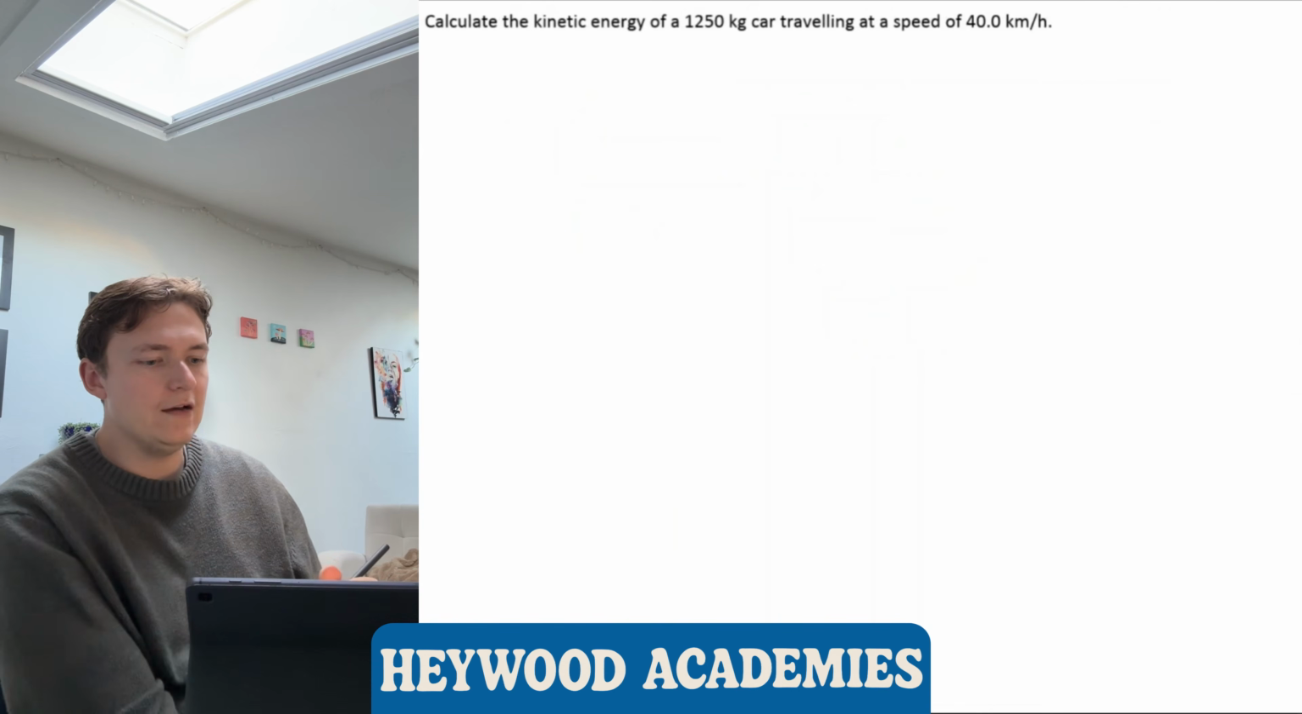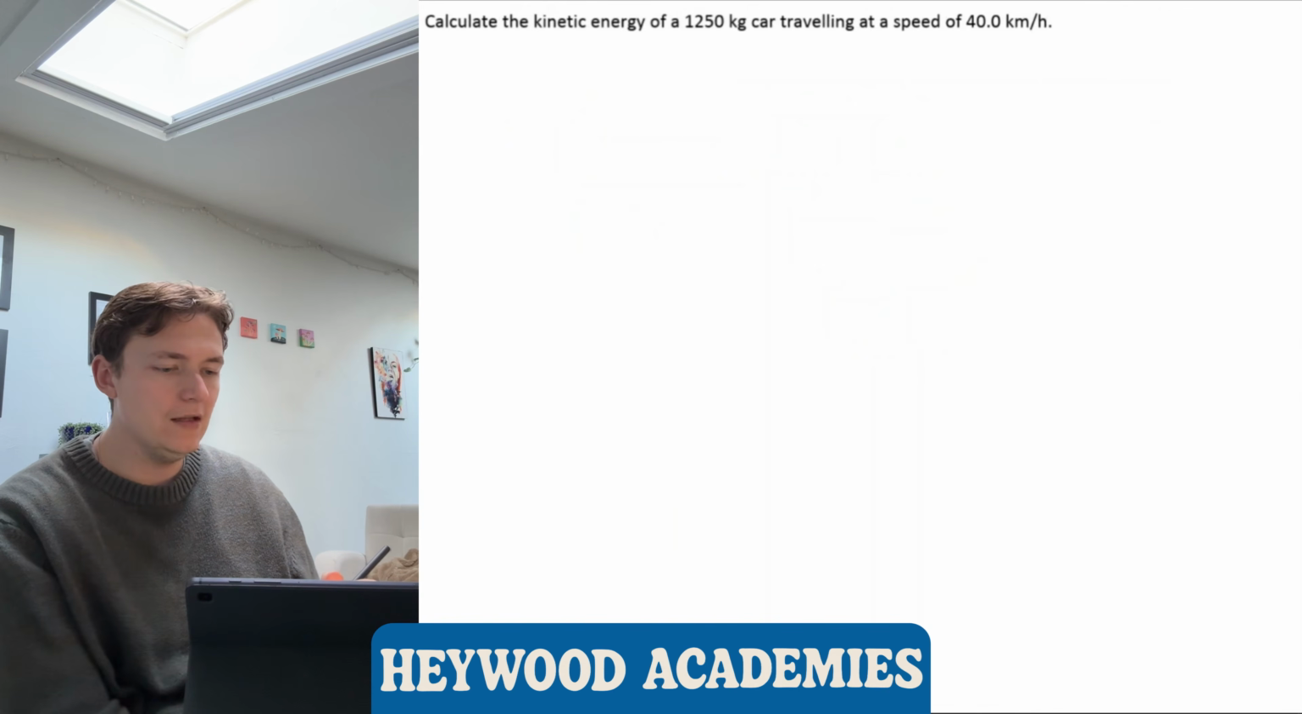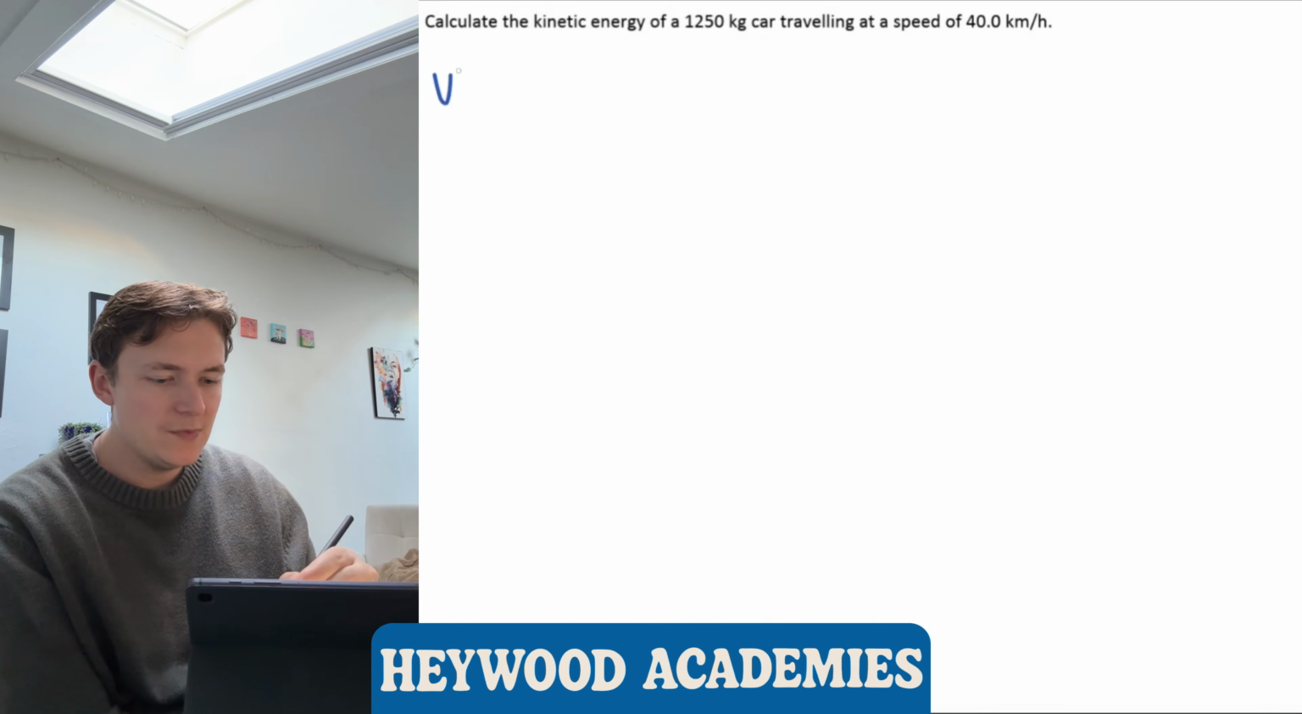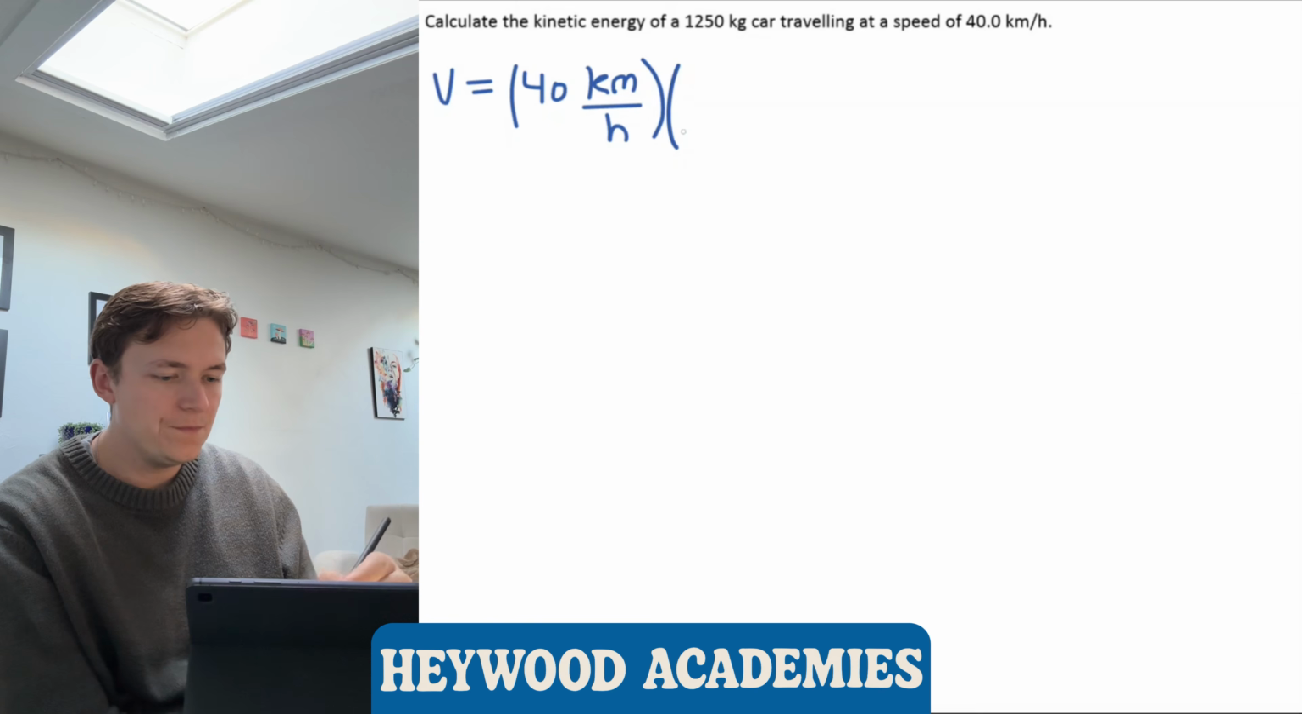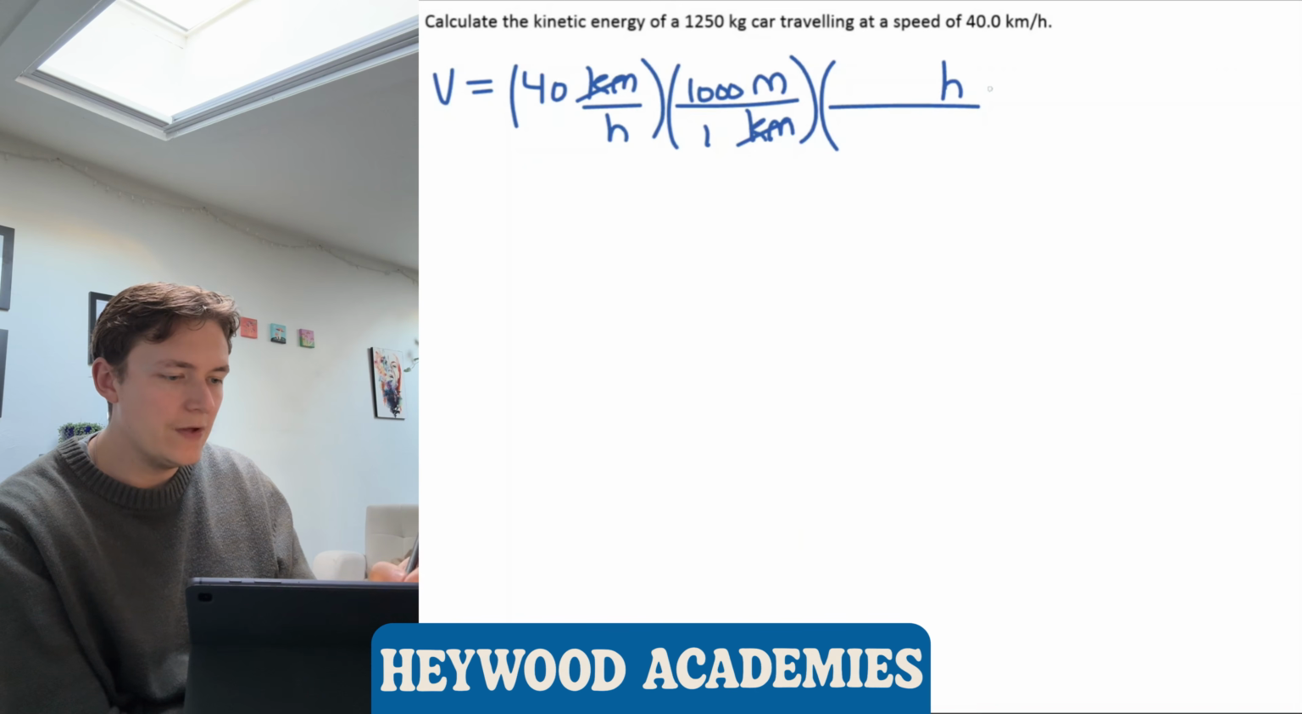Calculate the kinetic energy of a 1,250 kilogram car traveling at a speed of 40 kilometers per hour. So let's take that speed and convert that over to meters per second first before we do anything. We've got 40 kilometers per hour. I'm going to set up my fraction here. I'm going to get rid of the kilometers and replace it with meters, so those will cancel out. 1 kilometer is 1,000 meters. And then we've got hours on the bottom, so we have to put hours on the top to cancel those out, and we want seconds. 1 hour is 3,600 seconds.